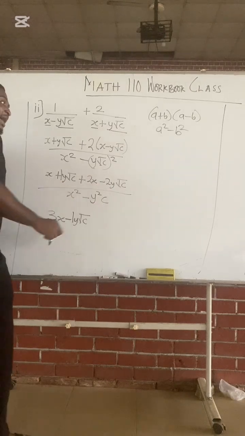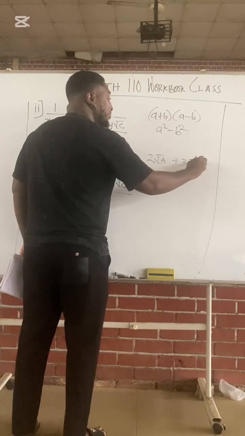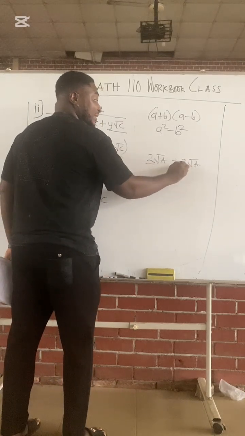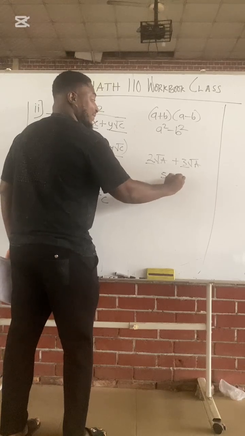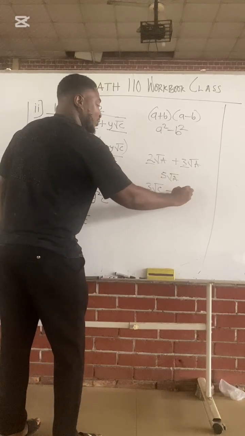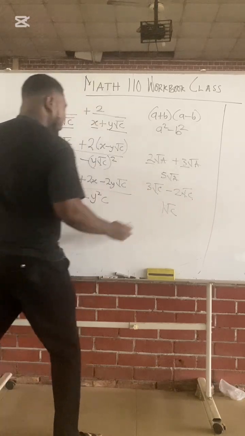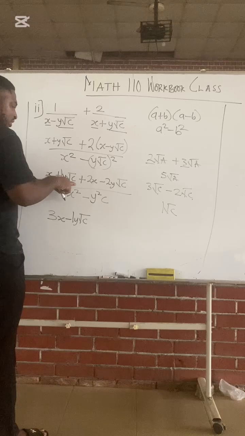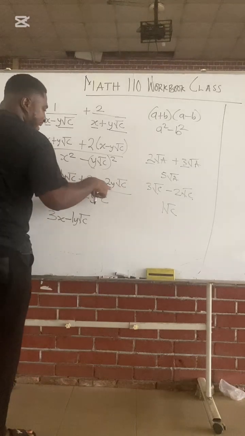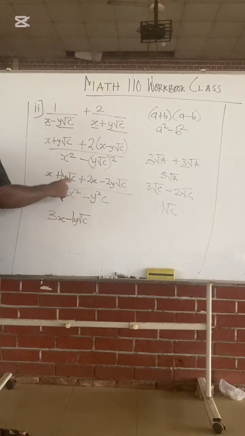Class, anytime you have 2 root a plus 3 root a, these two surds can add up because they both have the same root a. Just add up 2 plus 3 and you say 5 root a. 3 root c minus 2 root c, because they have the same element, 3 minus 2 is 1 root c. So 1y root c minus 2y root c, they have root c. You say plus 1y minus 2y, plus 1 minus 2 is minus 1y root c.